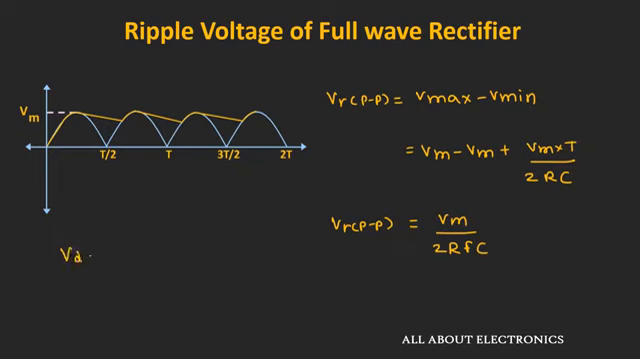And the DC value of this output waveform can be expressed as Vm minus V ripple peak to peak divided by 2. And if you want to express this peak to peak ripple in terms of the DC load current, then it can be expressed as IDC divided by 2 times FC. So this will be the value of the ripple in terms of the DC load current.